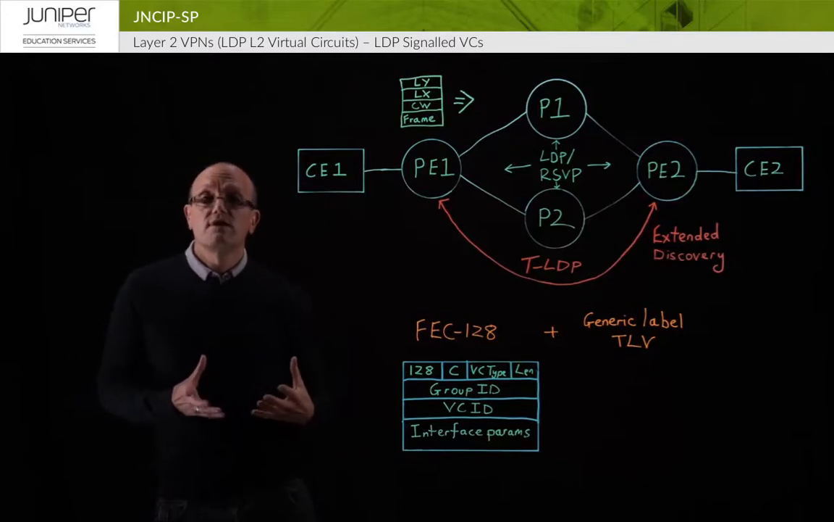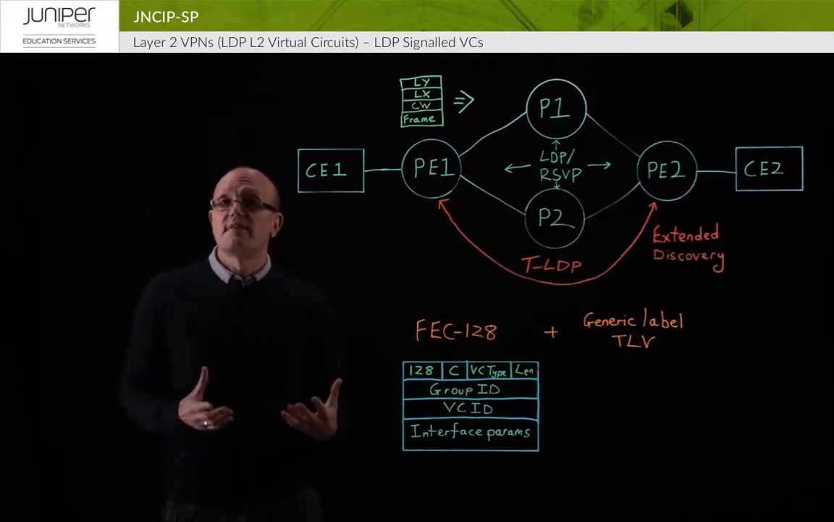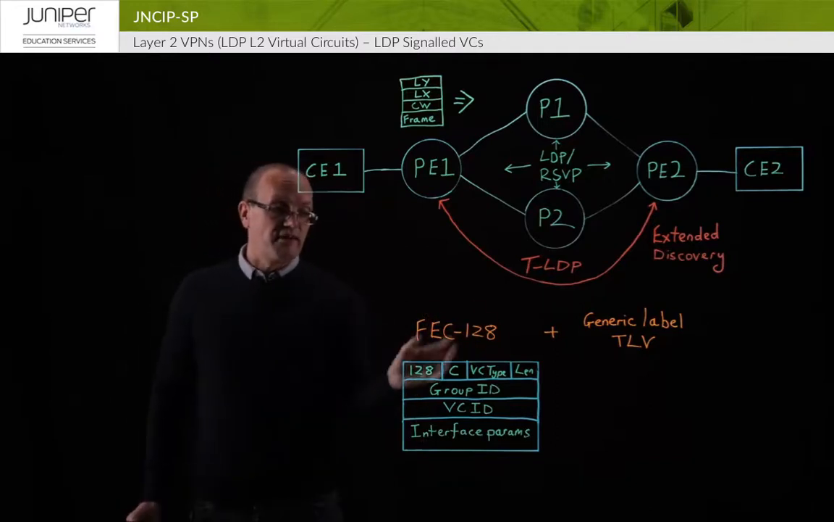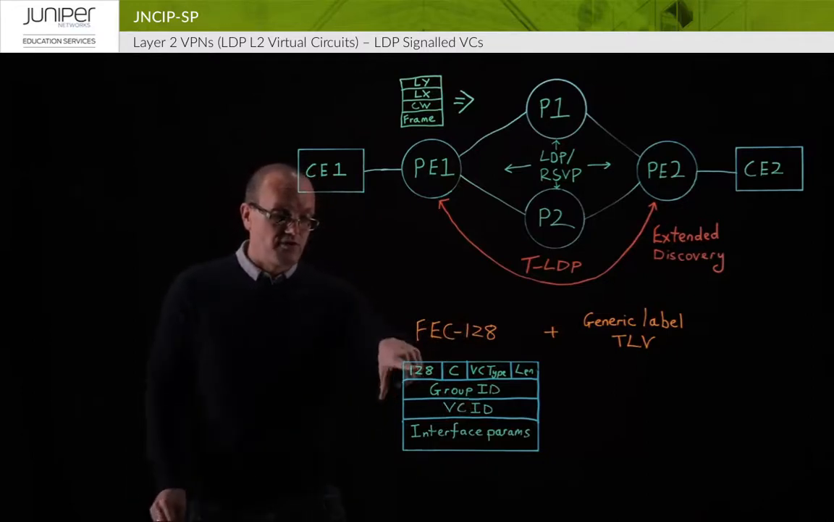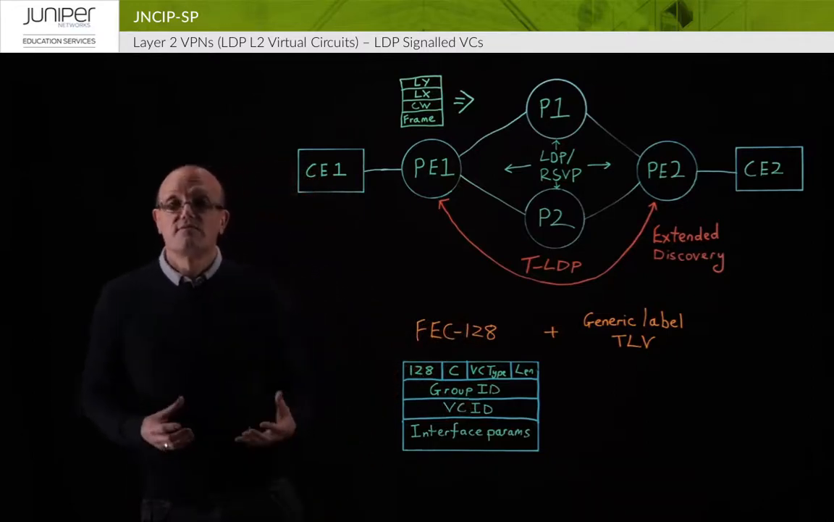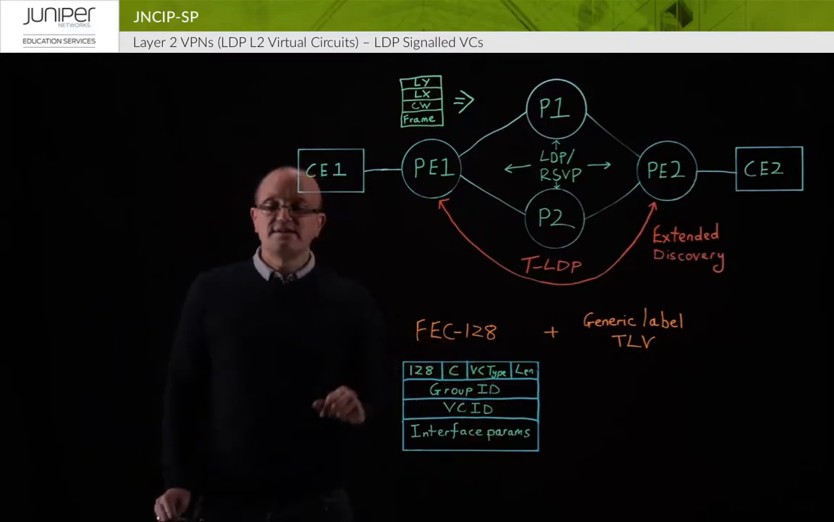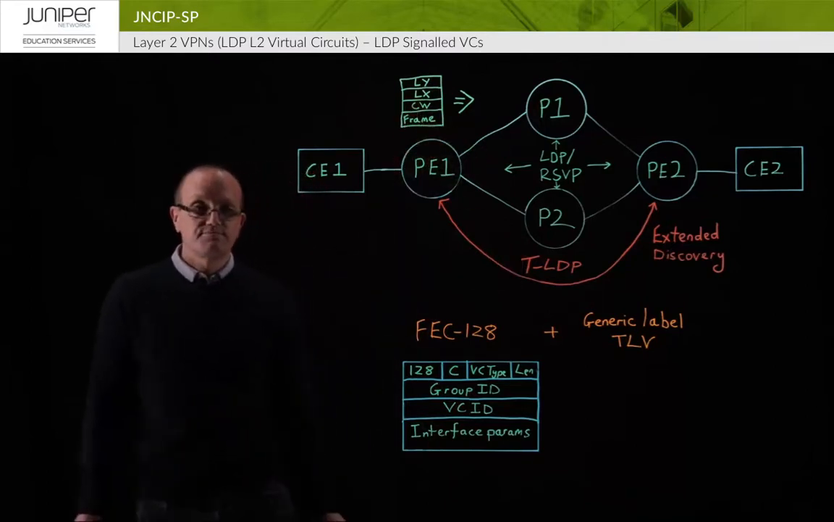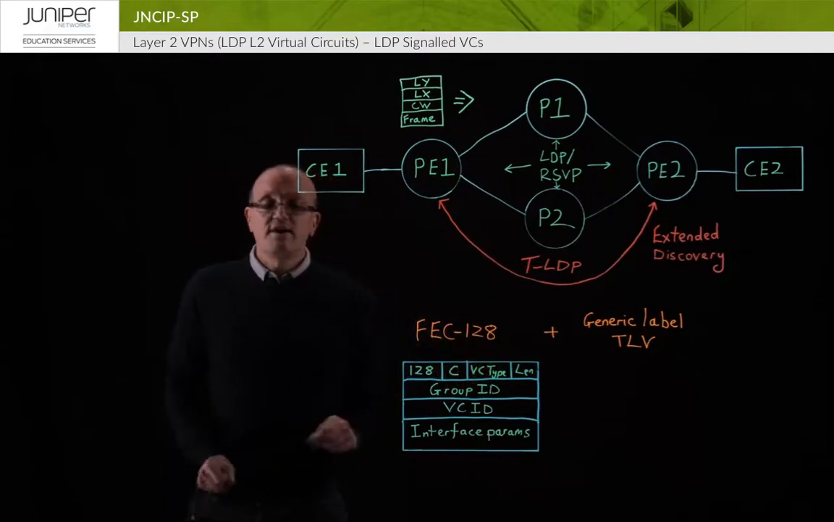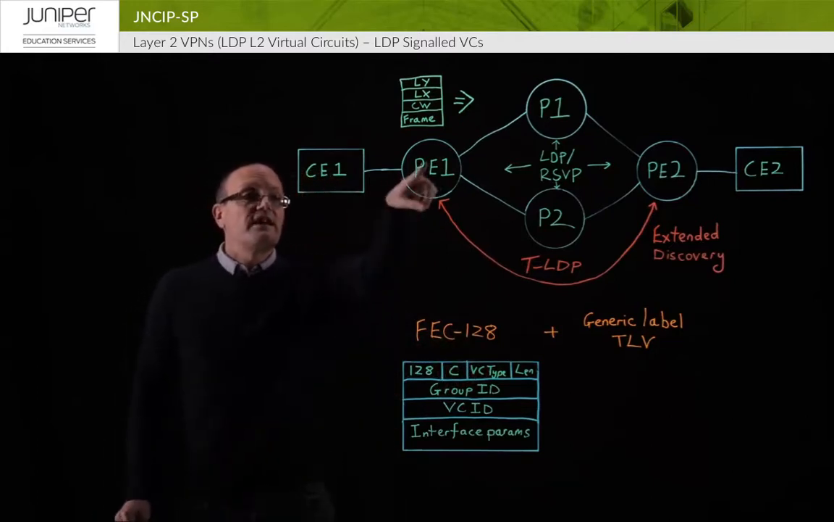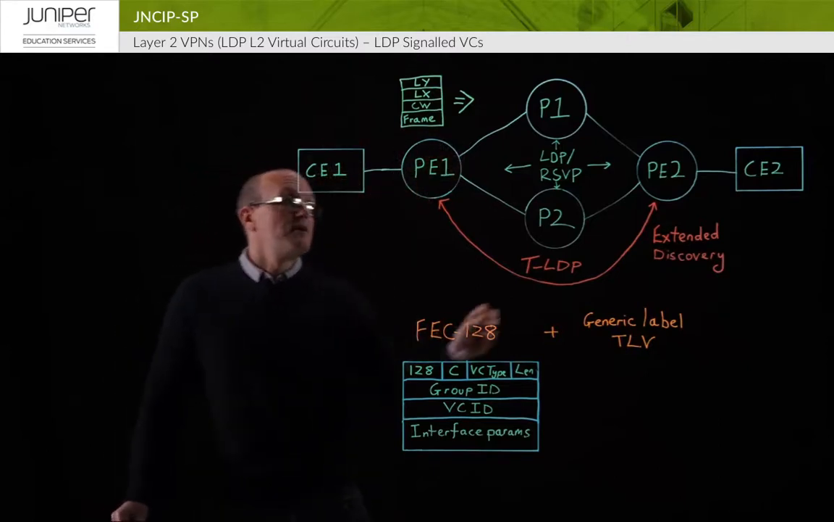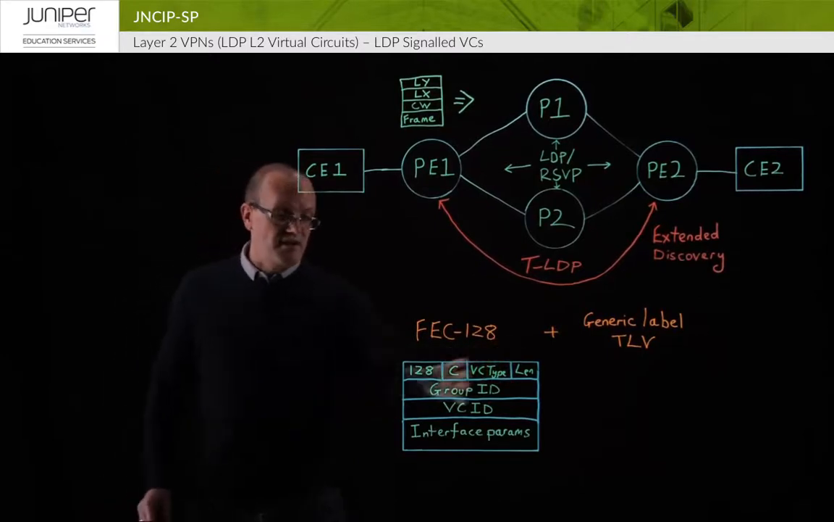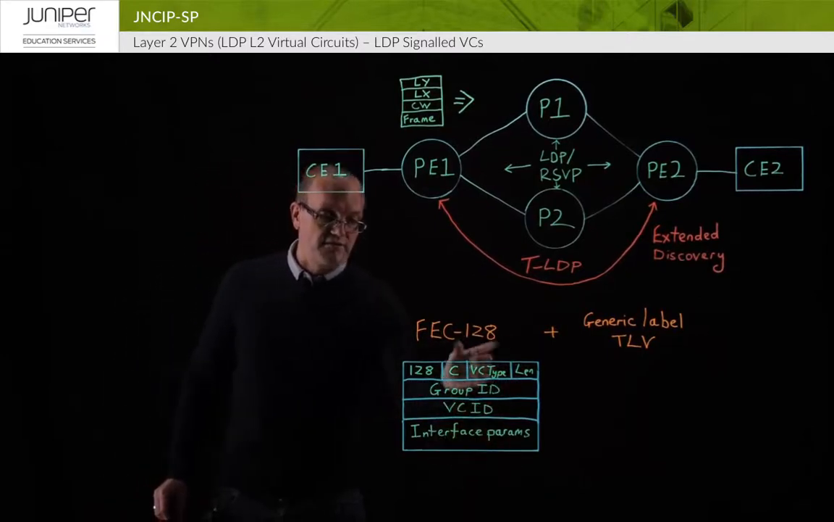FECs within LDP are TLVs, type length values. So the first value is the type, we're talking about FEC 128 here. So this is 128 value. It says that it's a virtual circuit FEC. We then have a C bit. This indicates whether or not we're going to be using a control word in the data plane. We then have virtual circuit type. This is going to indicate what encapsulation we have going on between the CE and the PE devices. And then we have the length field that tells us the length of the remaining information in our TLV.